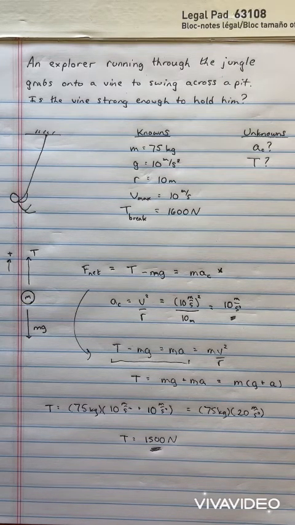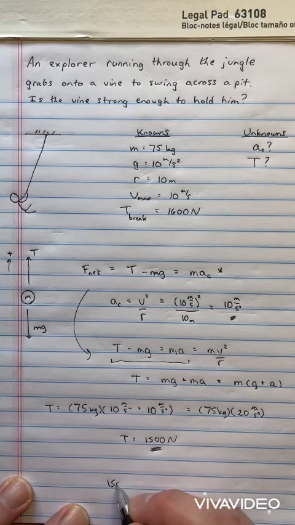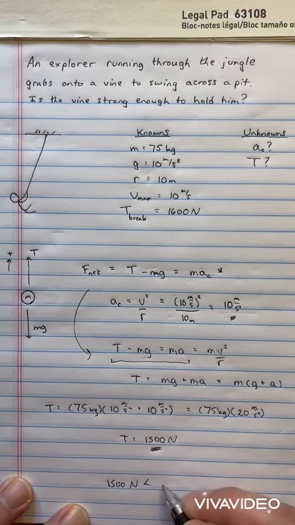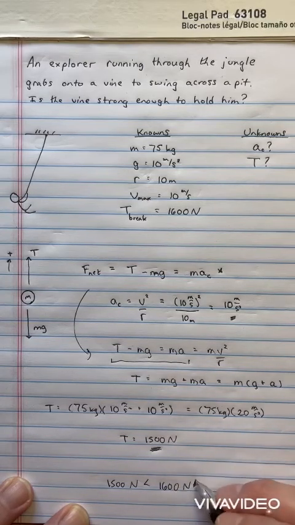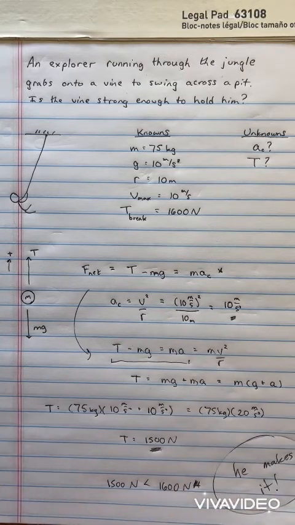Last question, does the explorer make it across? And well, as I can see from these numbers, 1,500 newtons is in fact less than the 1,600 newtons that we had. So yes, our explorer makes it.